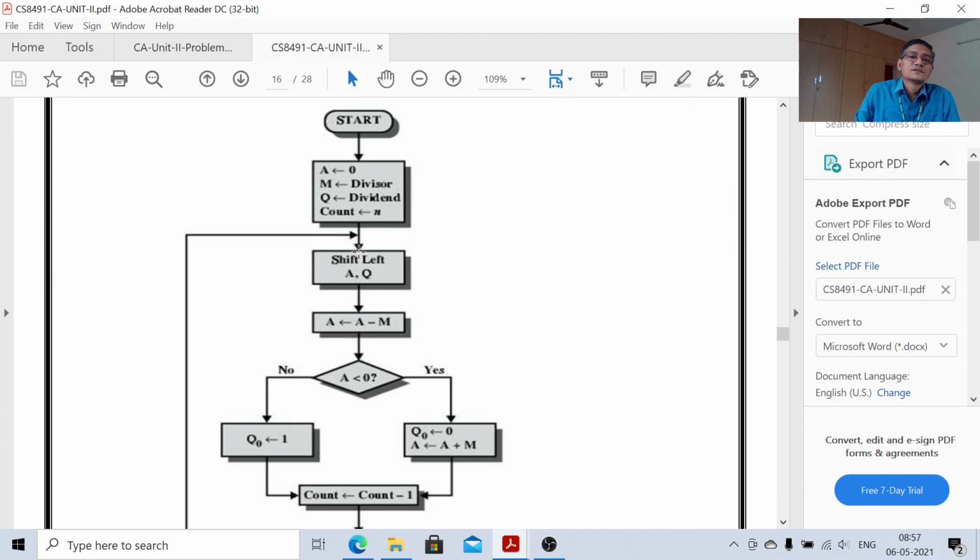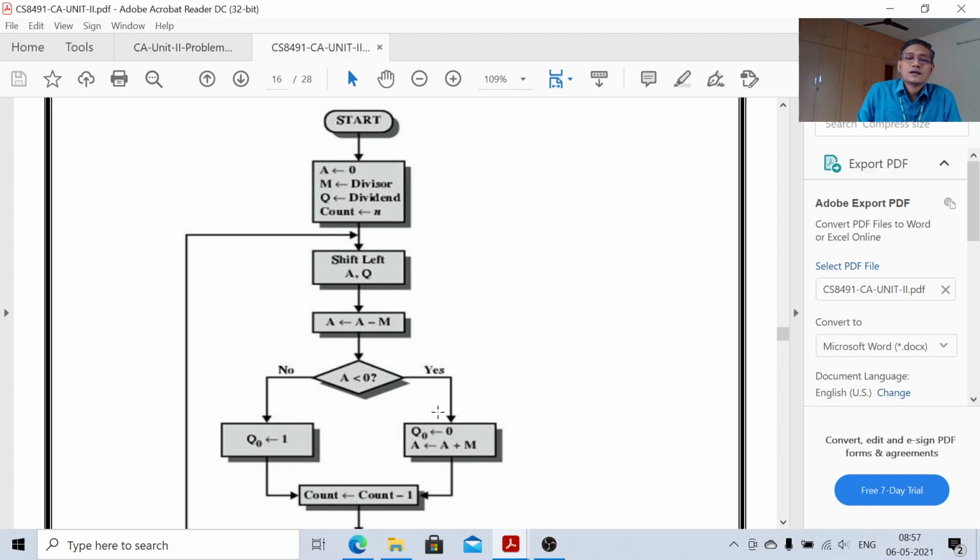The first step is we shift left the A and Q registers and perform A = A - M. When performing A = A - M, if A is less than 0, that is negative, then we assign the Q0 value to 0, and we restore, that is A = A + M. This is the step where we perform the restoring of A.